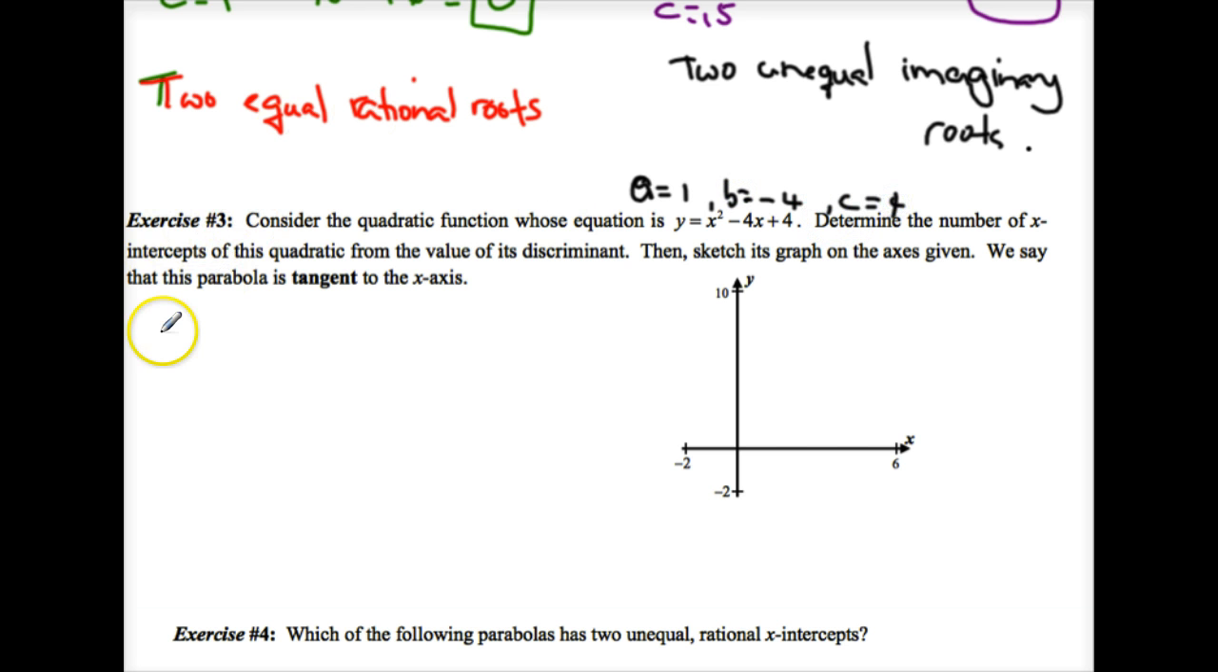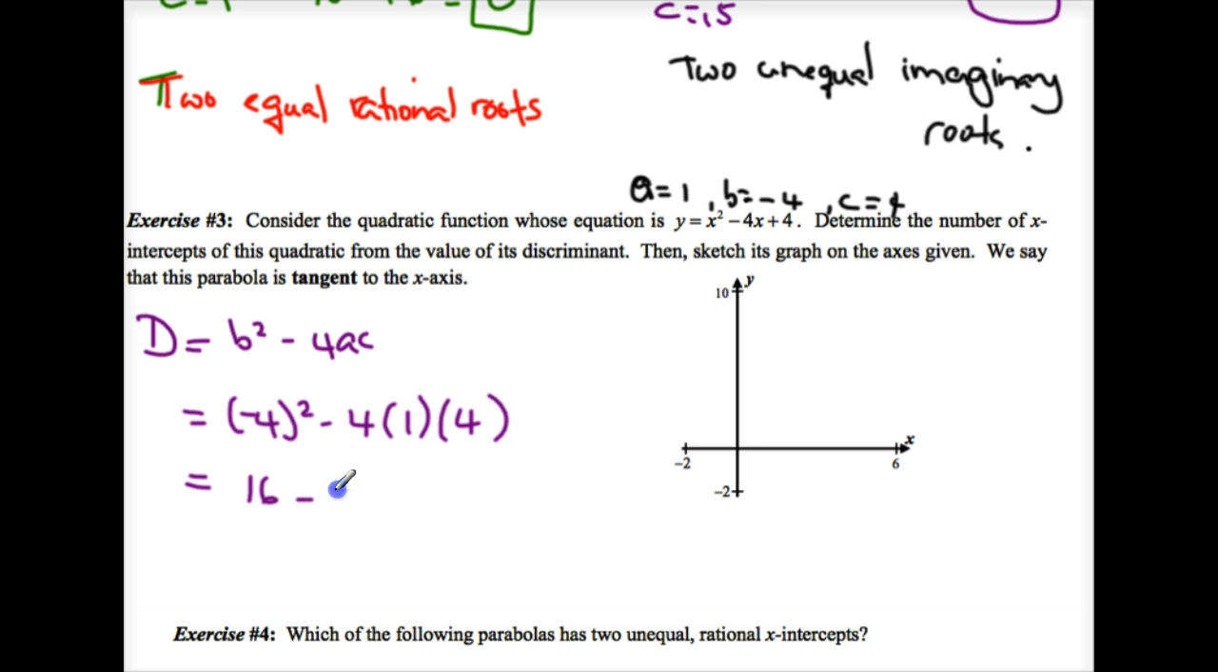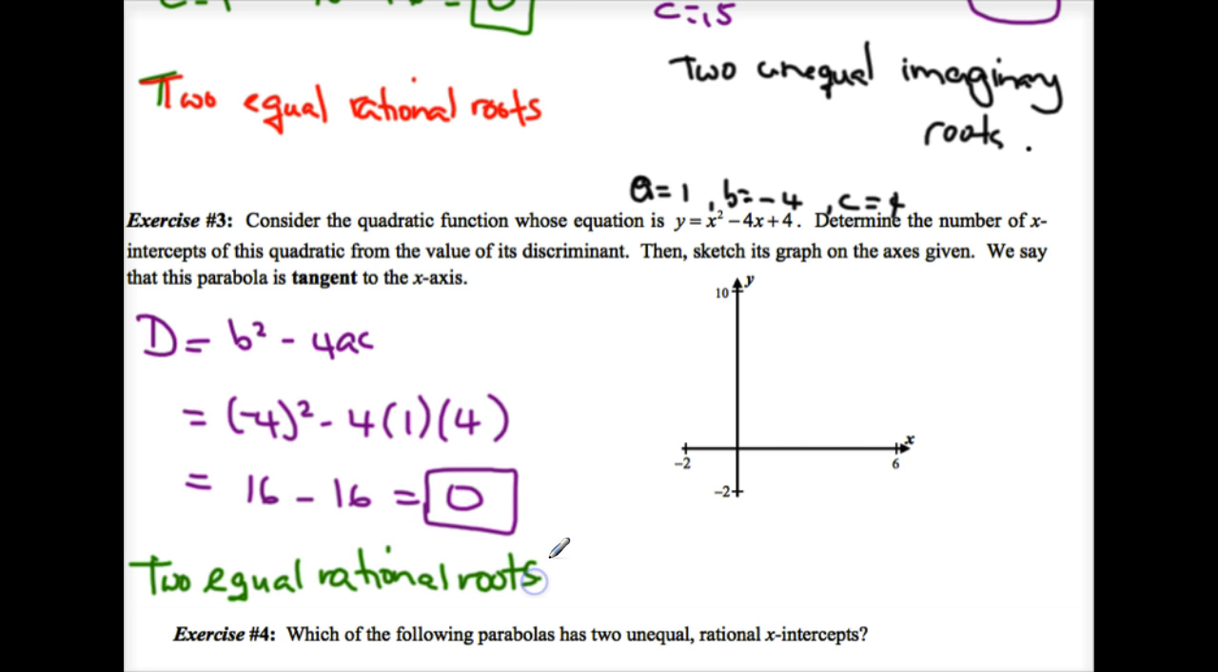So let's find our discriminant. Discriminant is equal to b squared minus 4ac. My b is negative 4 squared minus 4 times 1 times 4. This becomes 16 minus 16, which is 0. Again, when your discriminant is 0, it means that there are two equal roots, because your discriminant is 0. So this becomes 2 equal rational roots.